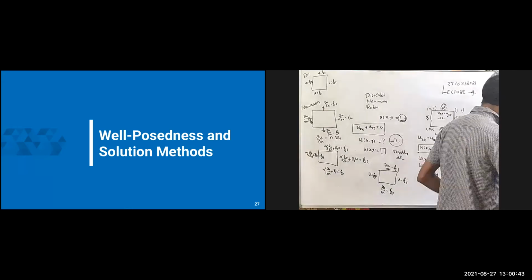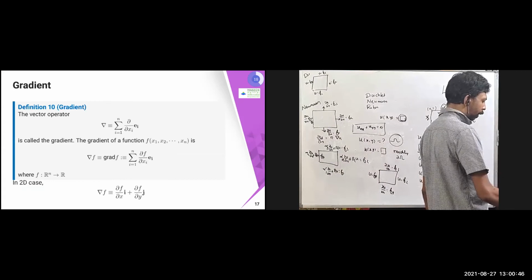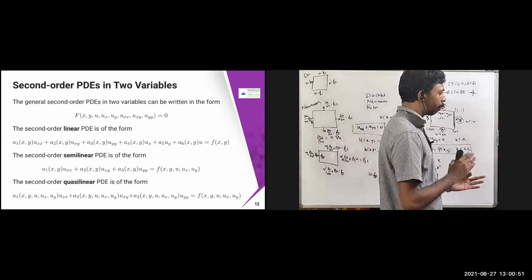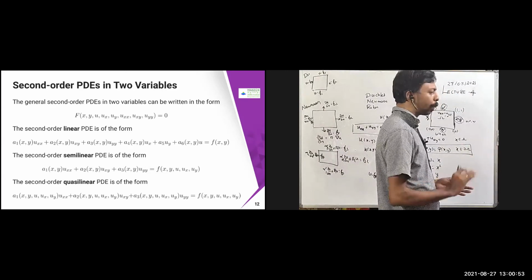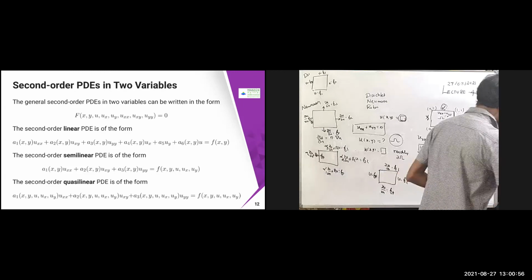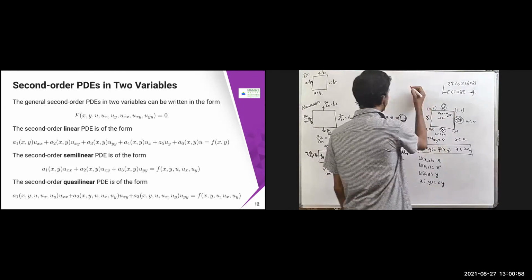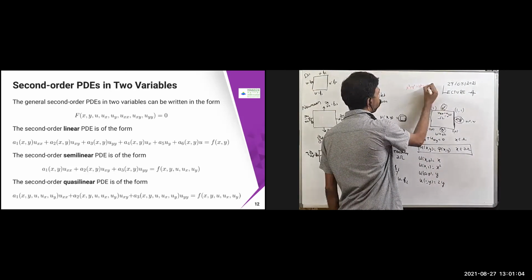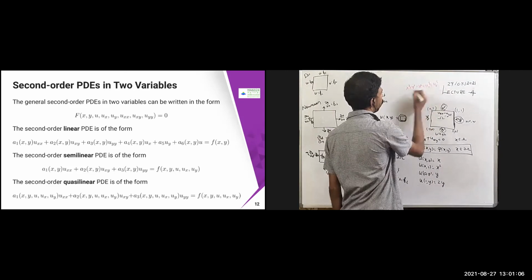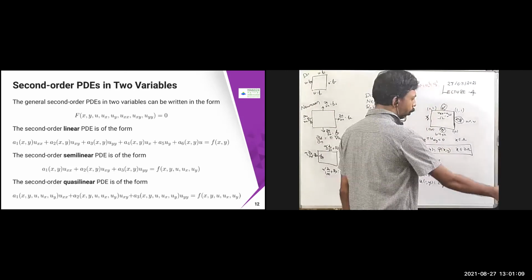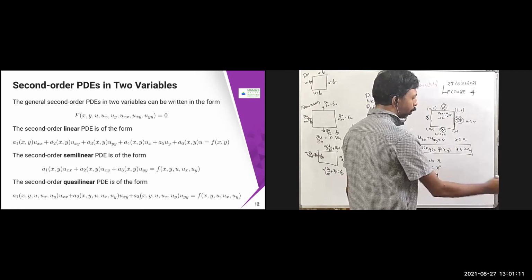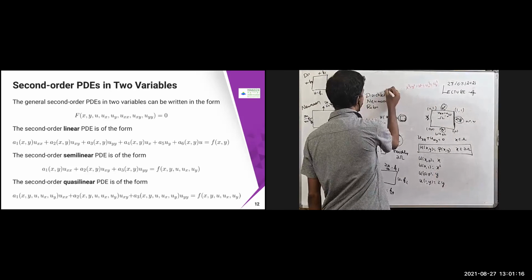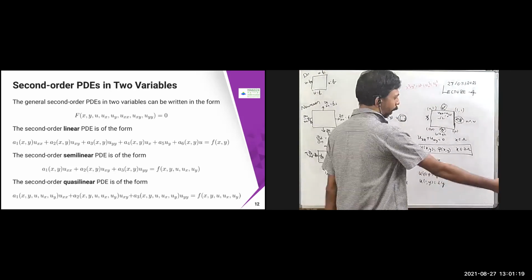In the 2D case and 3D case I have explained this. In the 2D case, in quasi-linear, the right hand side can be f of x, y, u, ux, uy. For example, on the right hand side I can simply put x square plus y square plus u square plus ux cube plus uy cube. On the left hand side, whatever I have given here, u cube, uxy, etc., it follows that. Here I have something like uxx.